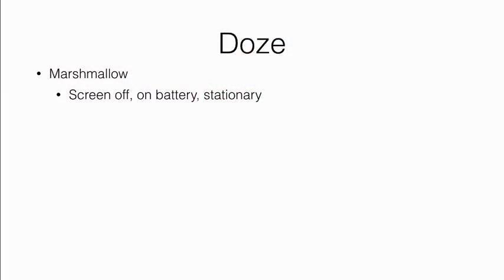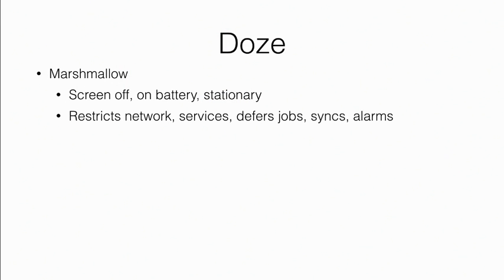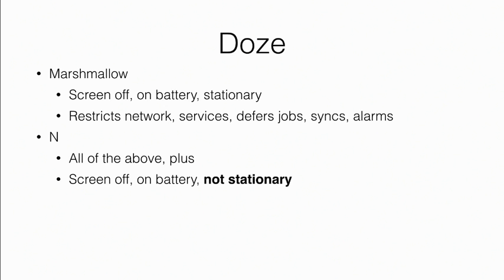Some people thought I should use words and more, so we'll go quickly over that. In Marshmallow, you have the device, the screen is off, it's on battery, and it's stationary. And at that time, you're restricted from using the network. Your deferred jobs, syncs, alarms, no wake locks. Services restricted. In N, lighter weight, all of the above, but it doesn't have to actually be stationary. It can be moving around in your pocket or wherever.